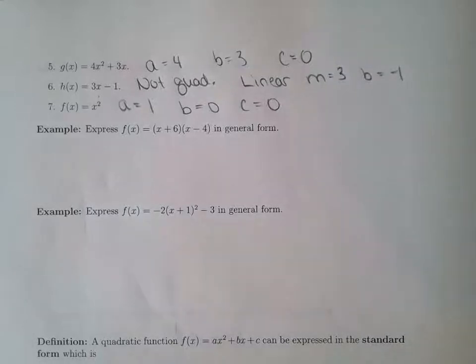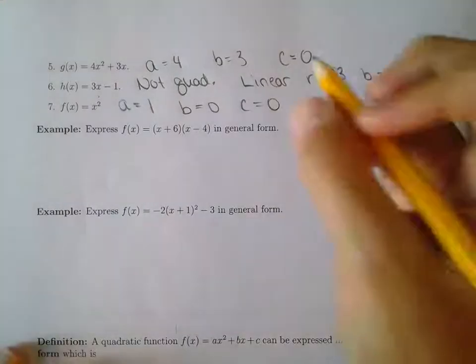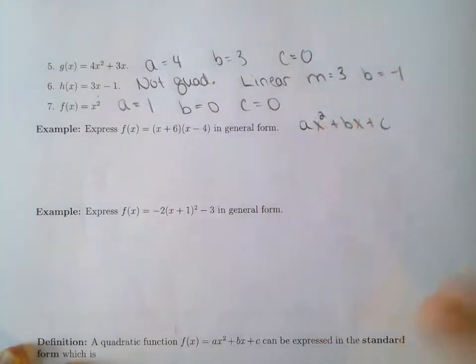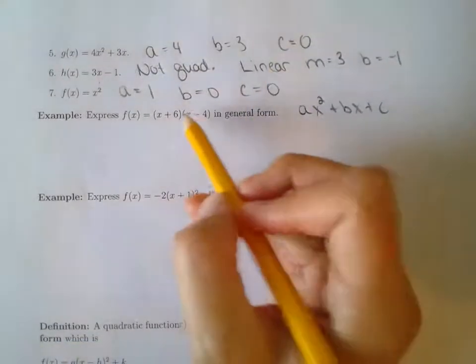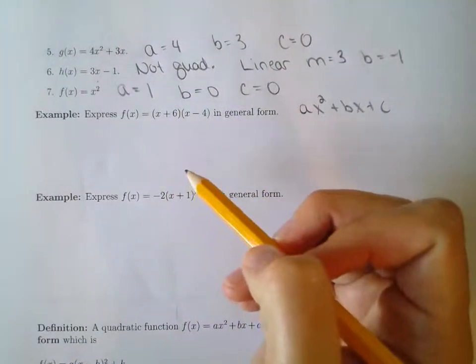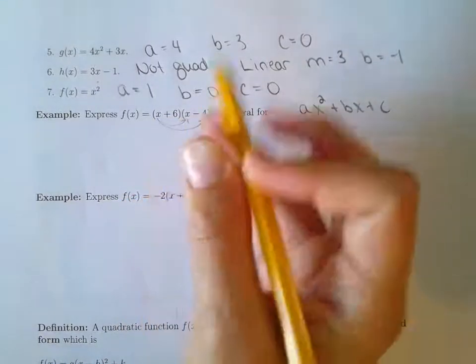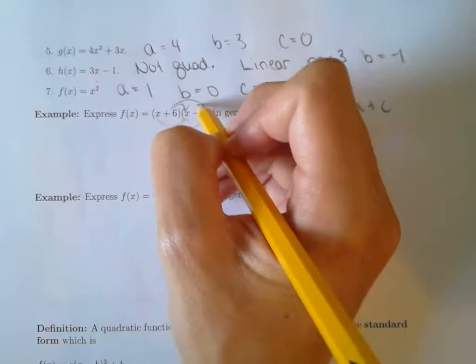Okay, next example, it says express f of x equals x plus 6 times x minus 4 in general form. Remember, general form is this: ax squared plus bx plus c. Okay, so we want to distribute here. So what we're going to do, we're going to multiply the x times the minus 4, and then the 6 times the x times the minus 4.